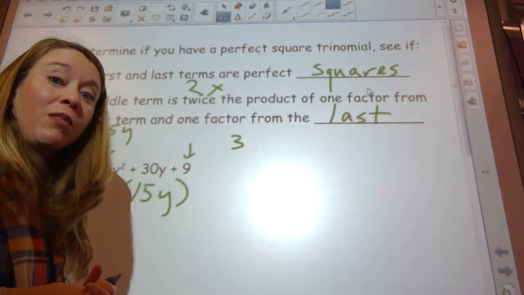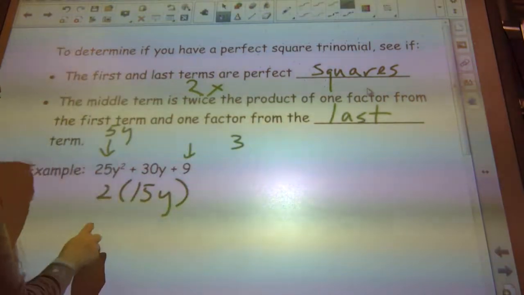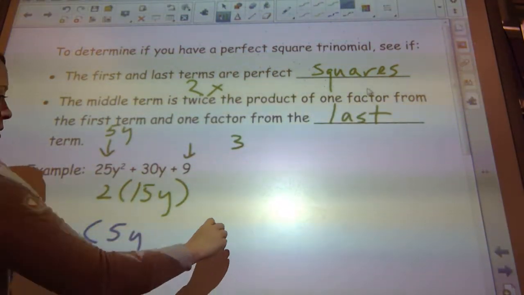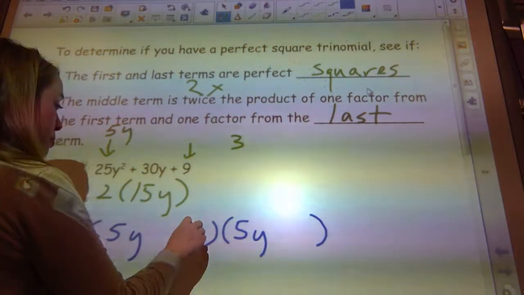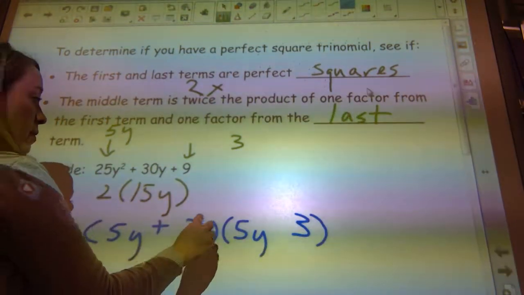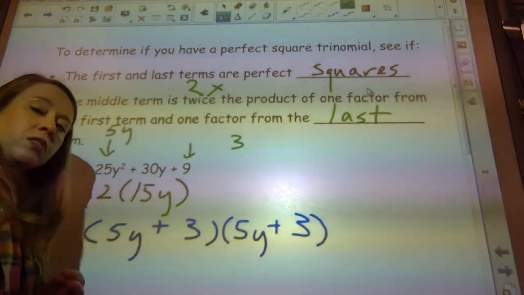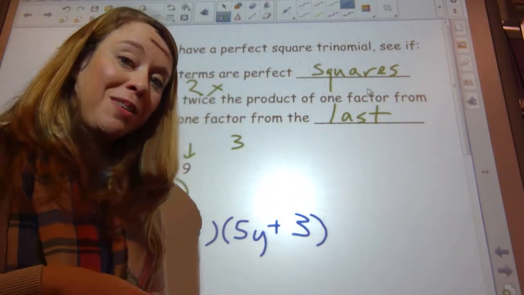Because I know that now, it's really pretty easy to factor it. Because I know that I'm going to have 5y here and a 5y here. I know I'm going to have a 3 here and a 3 here. And because these are all positive, I know I'm going to have a plus here and a plus here. So being able to spot these makes factoring trinomials much easier.